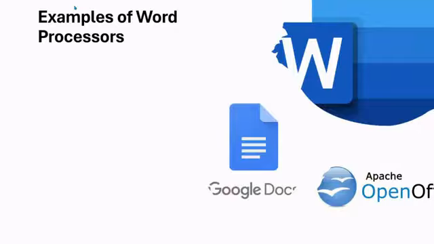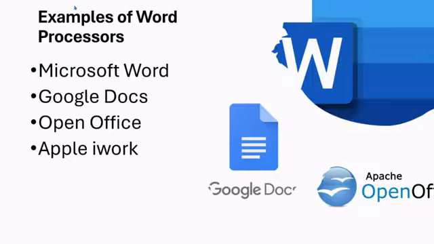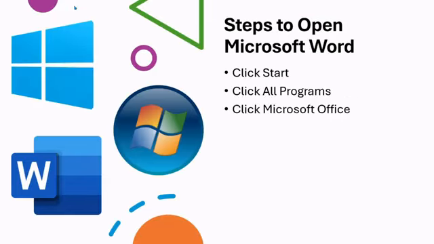Examples of word processors. So we have Microsoft Word, we have Google Docs, we have Open Office, and we have Apple iWork. All these are examples of word processors that we can use to create our documents in. Steps to open Microsoft Word. We click Start, we go to All Programs, we click Microsoft Office, and then we open Microsoft Word.